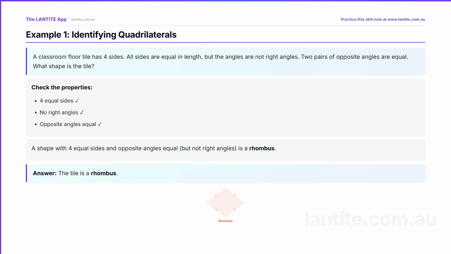A shape has 4 equal sides, but the angles are not right angles, and opposite angles are equal. Let's check the properties. 4 equal sides rules out rectangles and trapeziums. No right angles rules out a square. Opposite angles equal confirms it is a rhombus. A rhombus is like a pushed-over square. All sides are equal, but the angles are not 90 degrees. The LANTITE often gives you a description and asks you to name the shape.